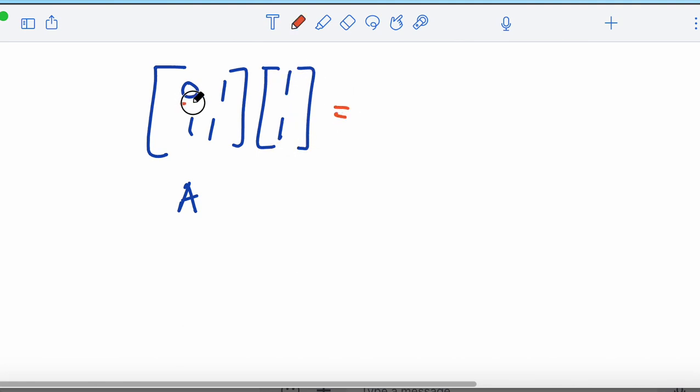What is this equal to? So you do 0 times 1, that's 0, plus 1 times 1, that's 1. So the top entry is a 1. So 9 people got that right. What about the next answer?